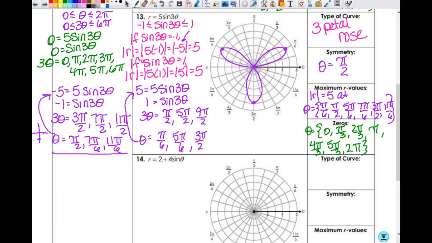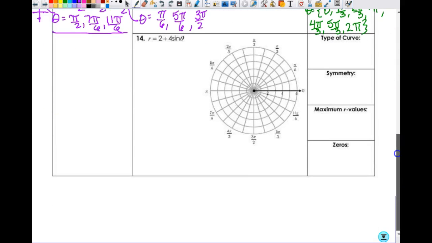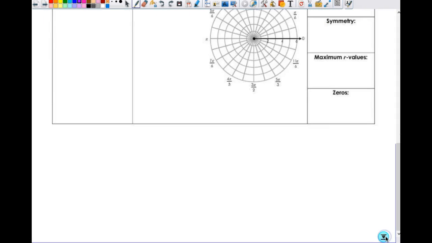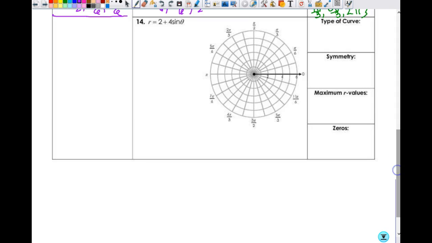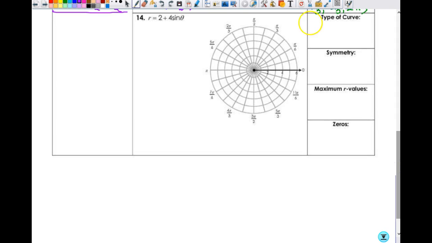All right, let's look at 14. Any questions first? All right, so on 14, what is this? Okay, it's a limaçon with what? The loop. Okay, so it's a limaçon with an inner loop.